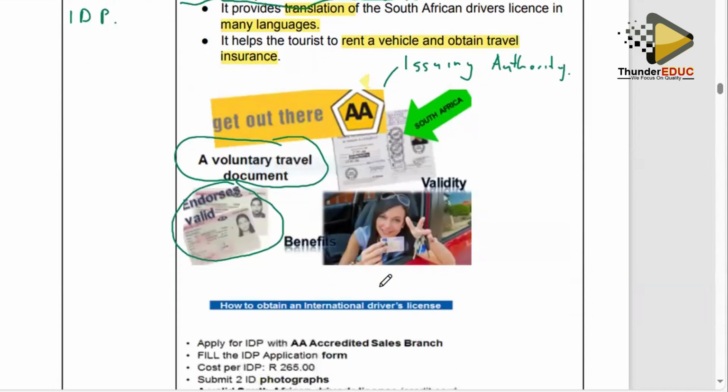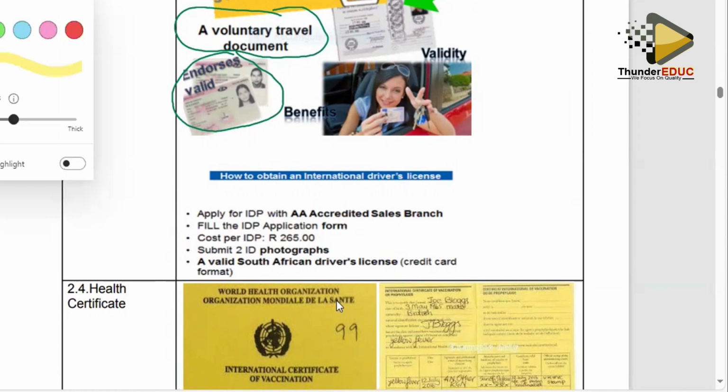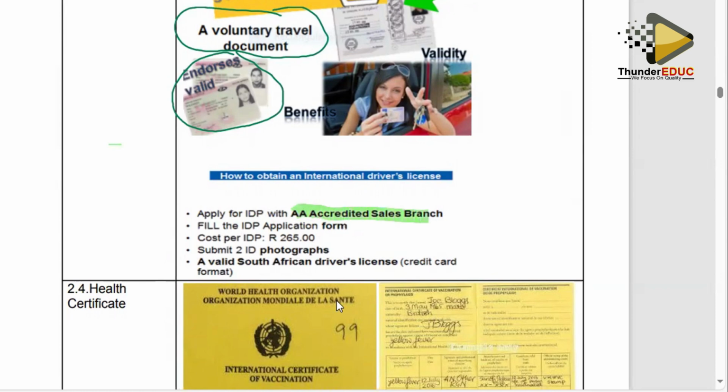Then we go to the next part, how to obtain one. What are the procedures when you want to obtain an IDP? Here are the procedures. So we are going to go through them bullet by bullet. The first thing which we need to highlight is that when you apply for an IDP, you need to apply at an AAA accredited sales branch. So the issuing authority is AAA, that is the Automobile Association.